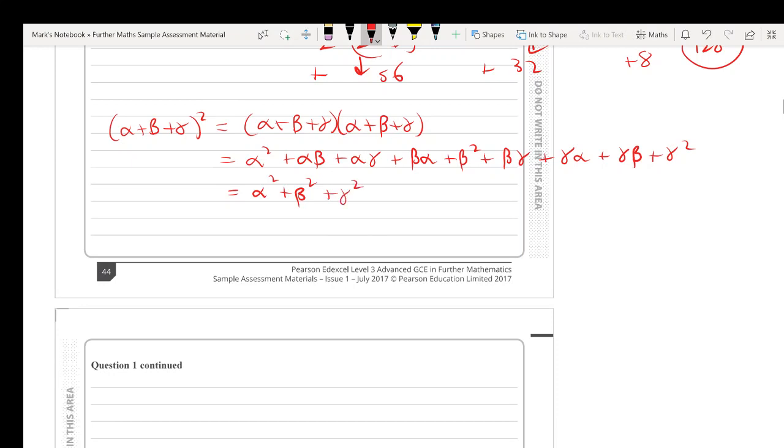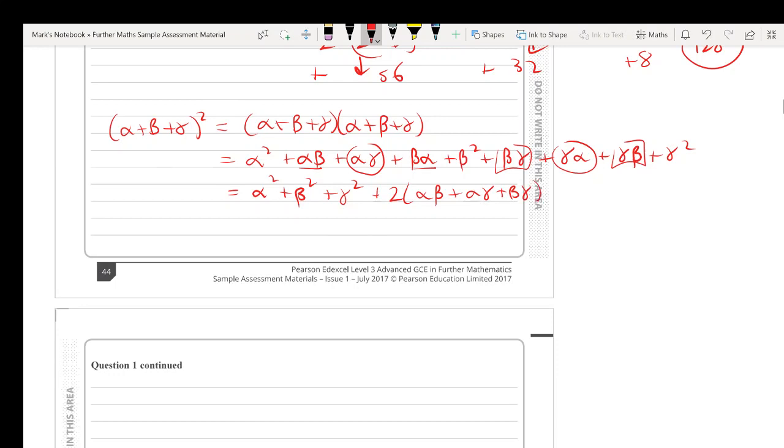And we've got an alpha beta here and an alpha beta here, so that's 2 of them. We've got an alpha gamma here and an alpha gamma here, and finally we've got a beta gamma here and a beta gamma here, so we've got 2 of each. So 2 times the sum of the pairs of roots again, so 2 times alpha beta plus alpha gamma plus beta gamma.